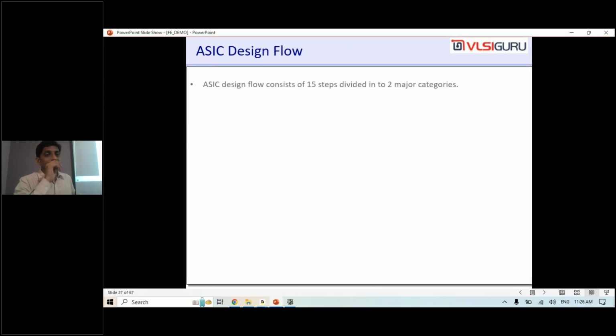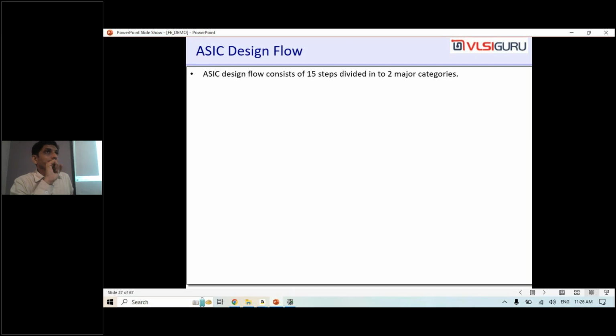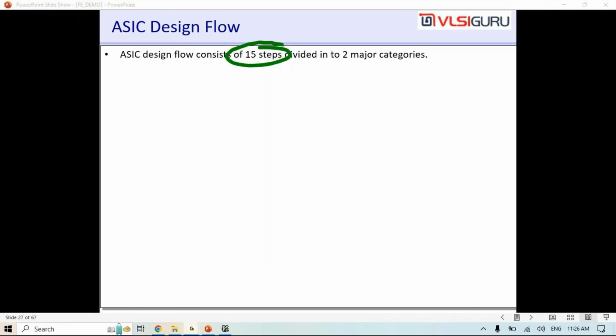Same thing with ASIC design flow also. You can divide it into almost 15 steps. The entire ASIC design flow can be divided into 15 steps, divided majorly into two categories. One is called the front end domain, the other one is called the back end domain.